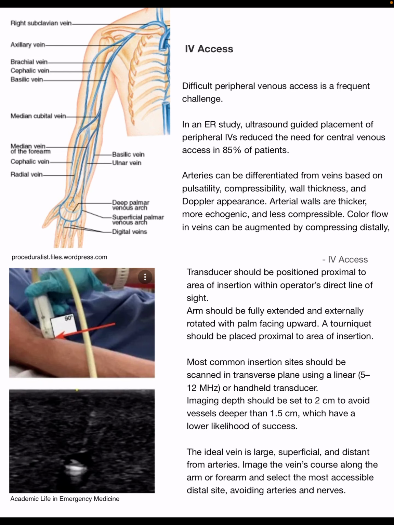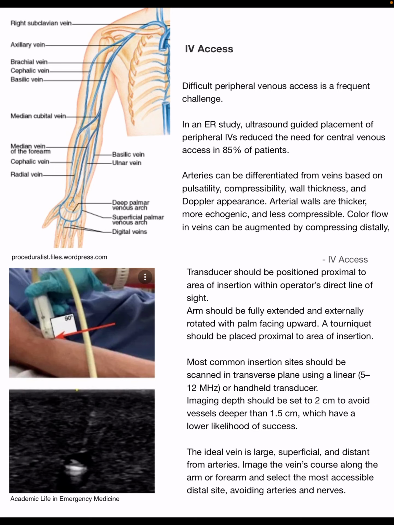Difficult peripheral venous access is a frequent challenge. An ER study demonstrated that ultrasound-guided placement of peripheral IVs reduced the need for central venous access in 85% of patients.